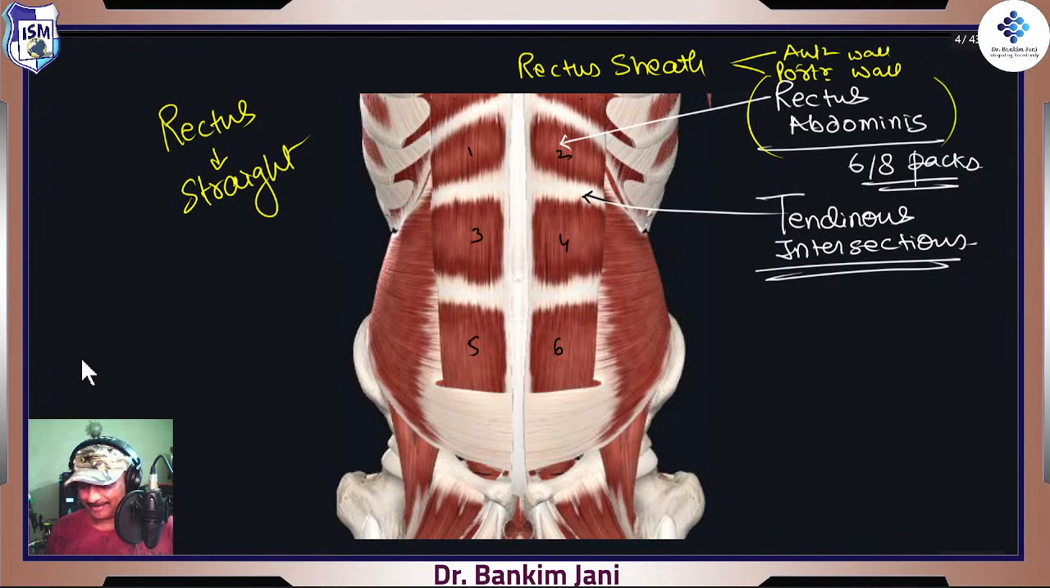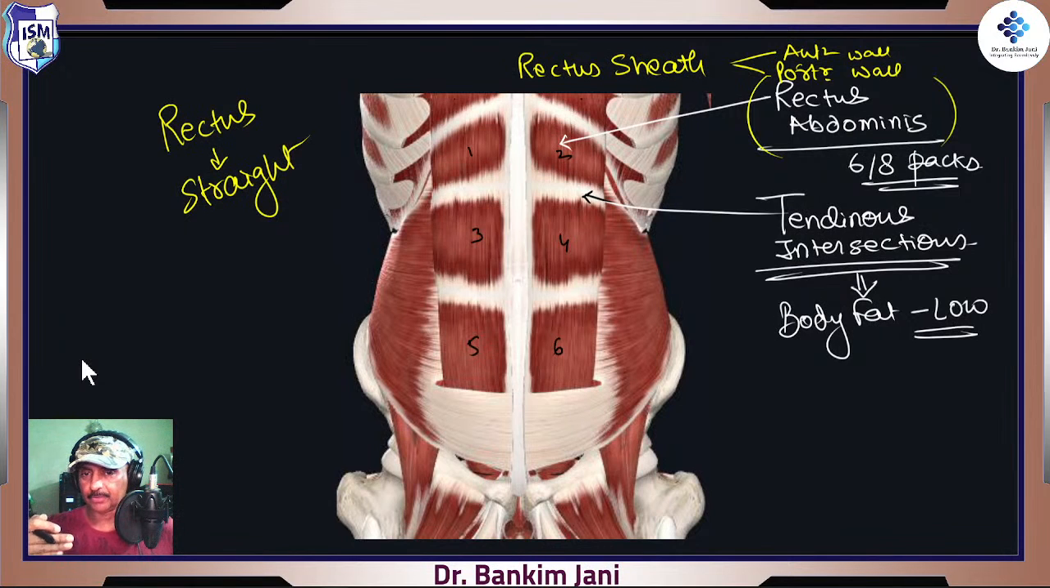So yes, all guys, in the gym they say, within 6 months, within 3 months, you'll develop six packs and eight packs. The idea is, everyone has got these six packs. The only thing is, when the body fat is low, these tendinous intersections are seen. Otherwise, they are covered by fat. So do only those who have six packs have power? No way. It has got nothing to do with it.